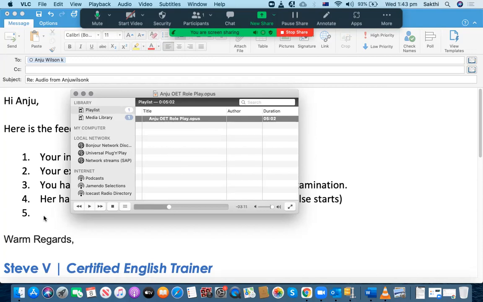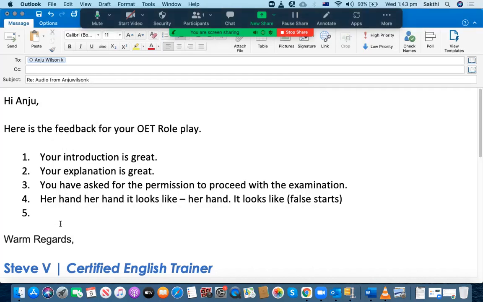Okay, and with that, she will, and then you said, and she will, and then you said it will, and so on. So this is wrong. This is not good. All right. So you have committed false starts. False starts need to be avoided. Please avoid these false starts.